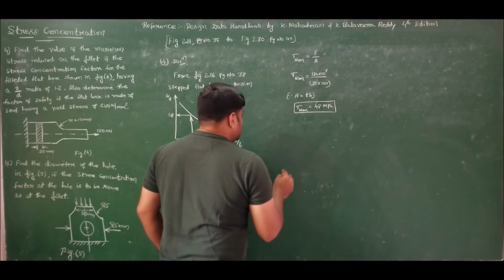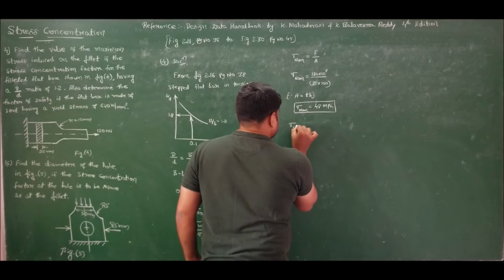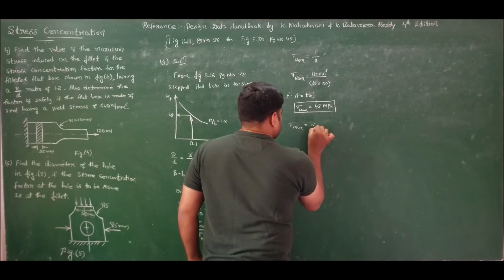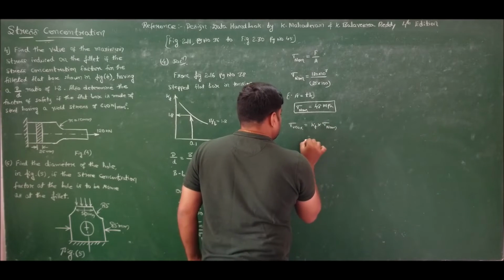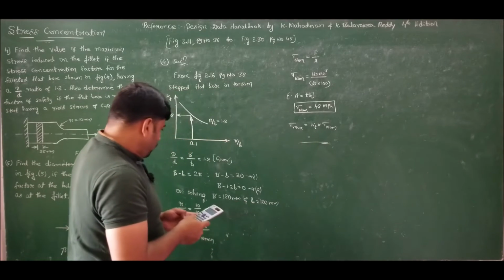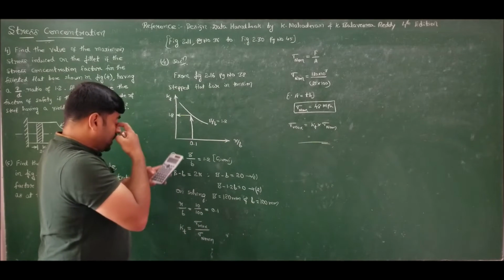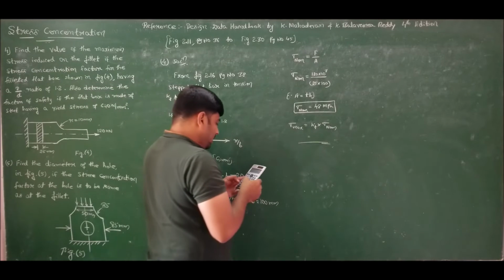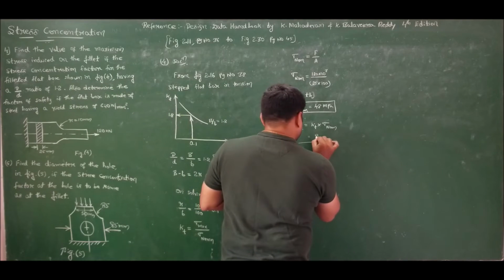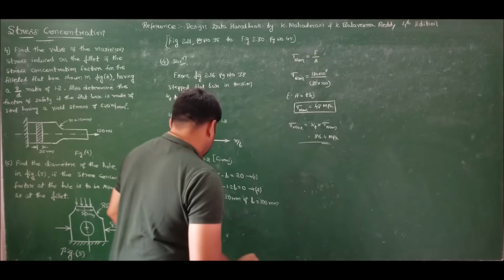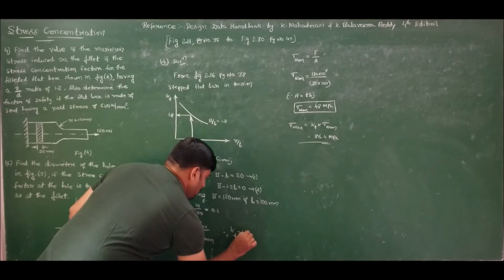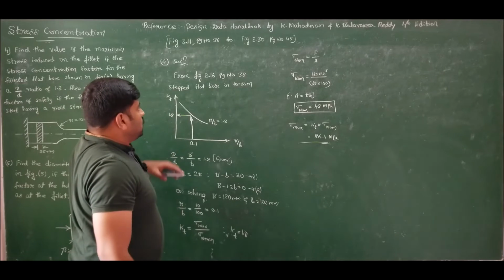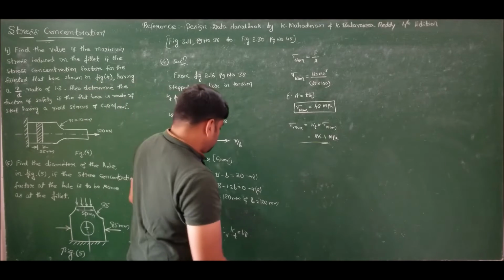Now I can find the value of sigma max. Sigma max is equal to stress concentration factor times sigma nominal, hence I will get 48 into 1.8, which turns out to be 86.4 megapascals. So we have found the value of Kt as 1.8, referring to figure 2.16, page number 38.